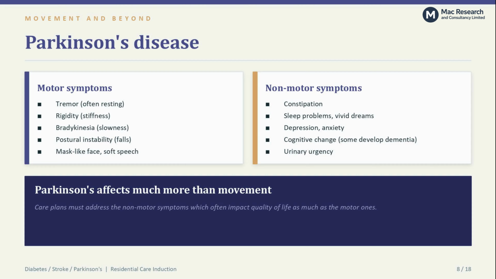Cognitive change, some PD patients develop dementia, Parkinson's disease dementia or Lewy body dementia. Urinary urgency. Parkinson's affects much more than movement. The care plan must address the non-motor symptoms which often impact quality of life as much as or more than the motor ones. PD progresses over years to decades.